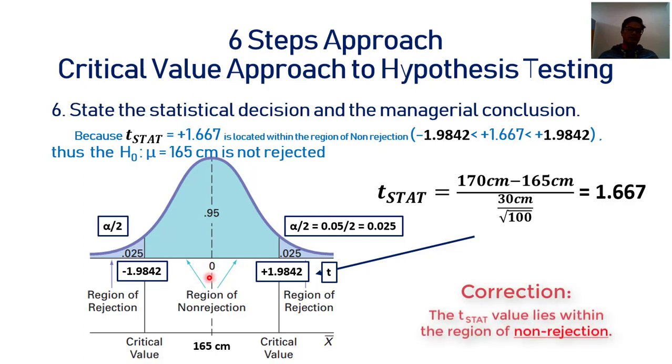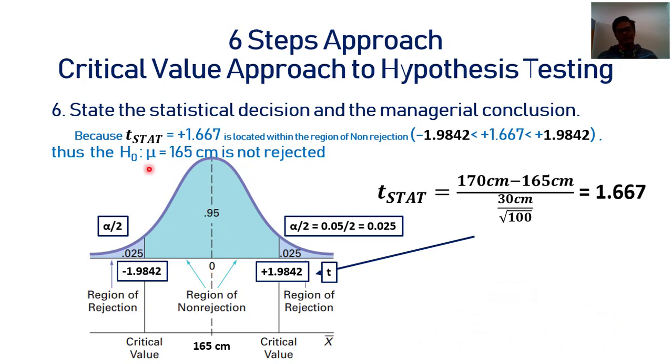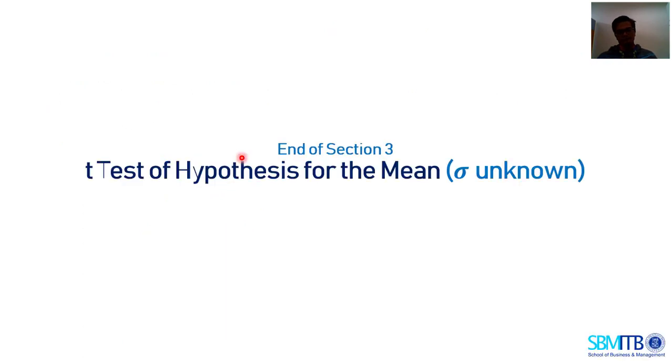Then the conclusion we can take is that the null hypothesis, which states that the population's mean height of Indonesian citizens equals 165 centimeters, cannot be rejected. This is the end of section 3.